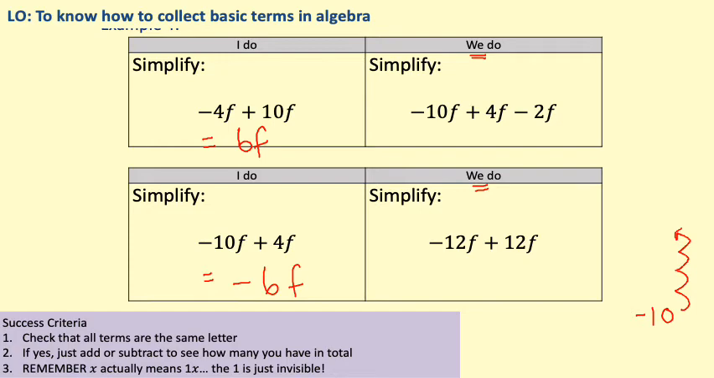Okay, so this first one is a little bit more detailed. We now have 3 terms. So we start off at negative 10f, and then we add 4f. So again, that's going to take us up to negative 6f. But we still need to subtract 2f. So that's going to take us downwards again by 2 places. So it's going to be negative 8f.